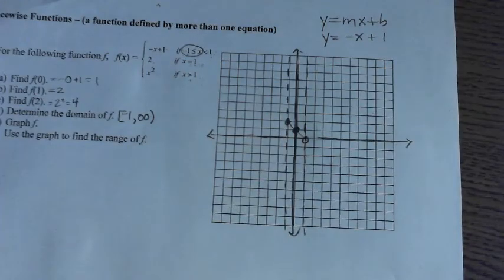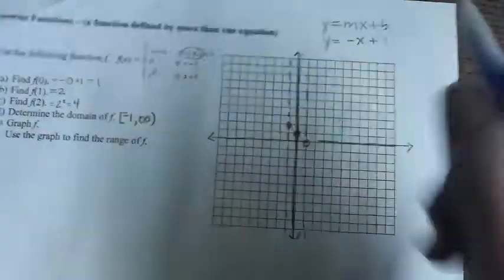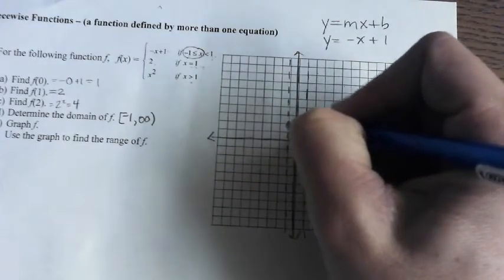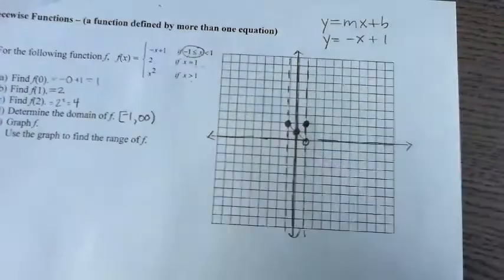The second piece really isn't an interval at all. It's specifically right at 1, the y coordinate needs to be 2. That's just a single point, (1, 2). So that's going to be a closed point right there.